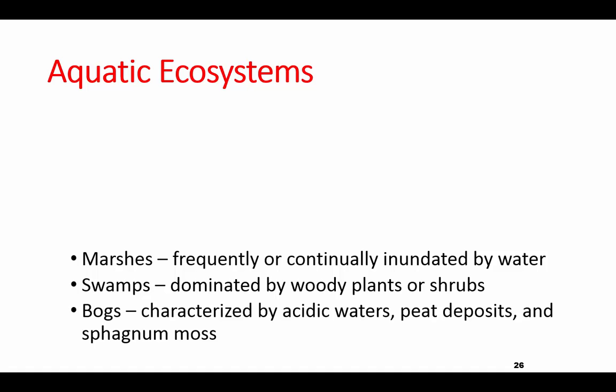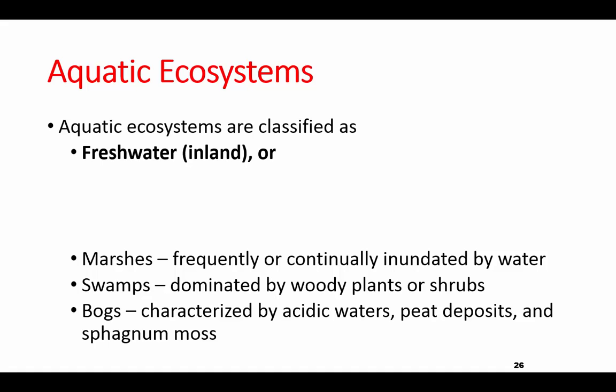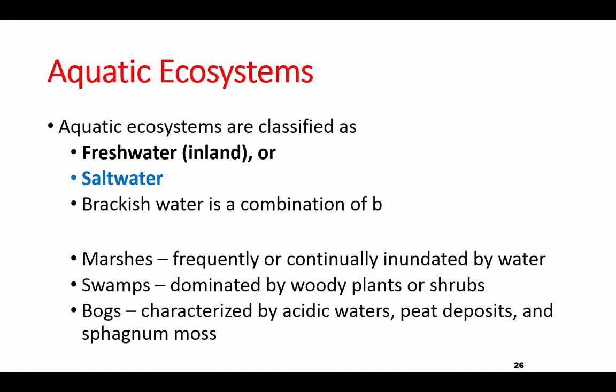Objective 4 is explain the importance of estuaries in aquatic ecosystems, and 5 is just key terms: wetlands, marshes, swamps, bogs, delta, lake, pond, river, stream, and coral reefs. Looking at aquatic ecosystems, we classify them as either freshwater, which is your inland water ecosystems, saltwater, your oceans and seas, and then there's brackish water that's a combination of both.